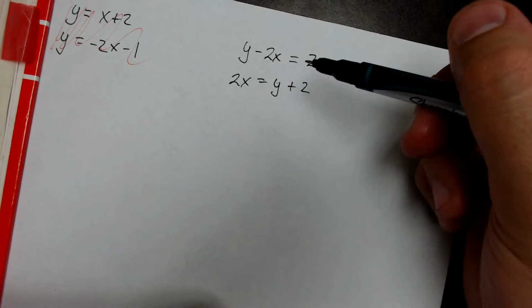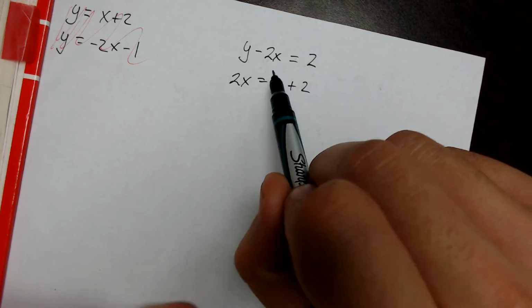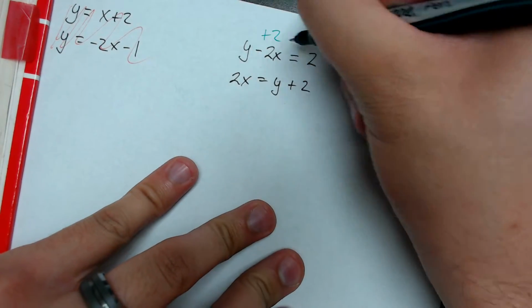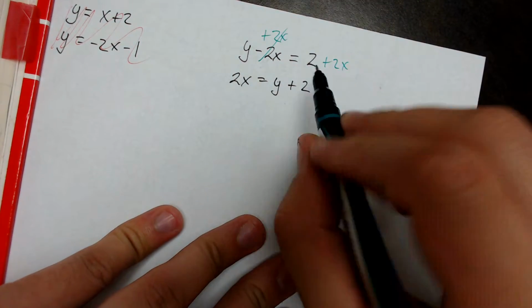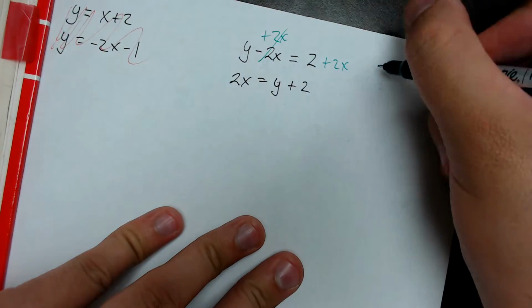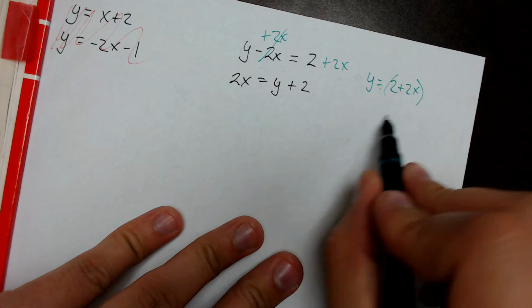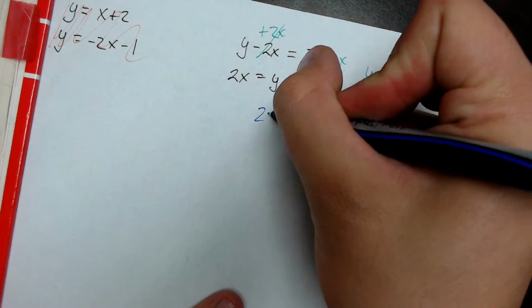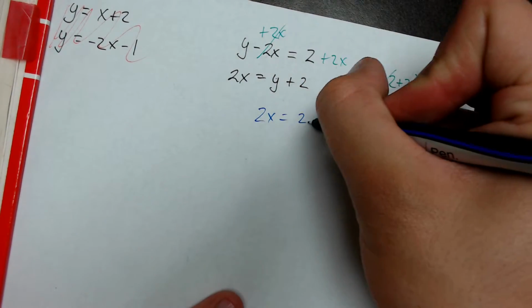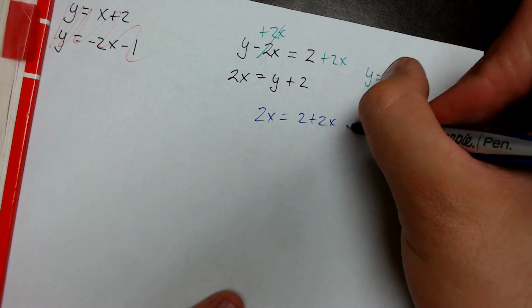So let's go ahead and try to solve this one. Let's see here. I can solve this top equation for y really easily. I'll just add 2x to each side. So that cancels. So then I get y is equal to 2 plus 2x. I can substitute that in here. So if I substitute that, we get 2x is equal to 2 plus 2x, and then plus 2.